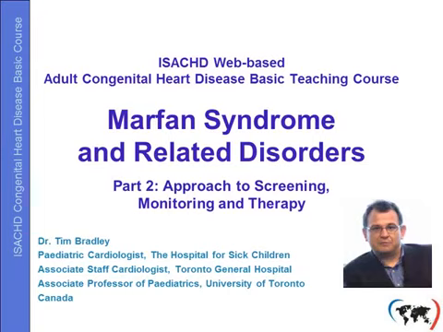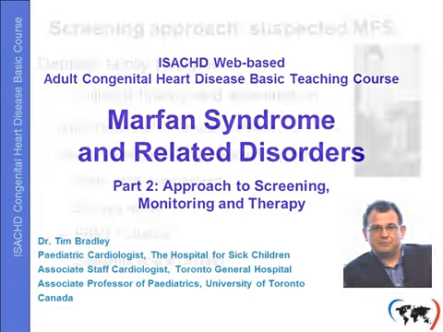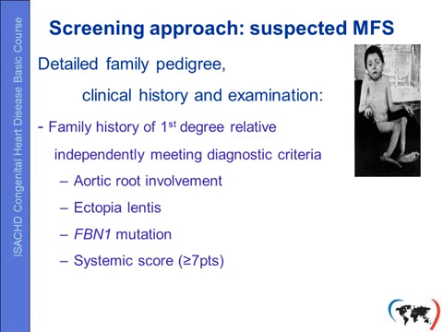Part 2 of this talk is about our approach to screening, monitoring and therapy in Marfan syndrome and these related disorders. All these patients require a detailed family pedigree, clinical history and examination. In suspected Marfan syndrome, the family history is important to determine if other family members have aortic root involvement, ectopia lentis, a known pathogenic FBN1 mutation, or a positive systemic score to see if they independently meet diagnostic criteria.